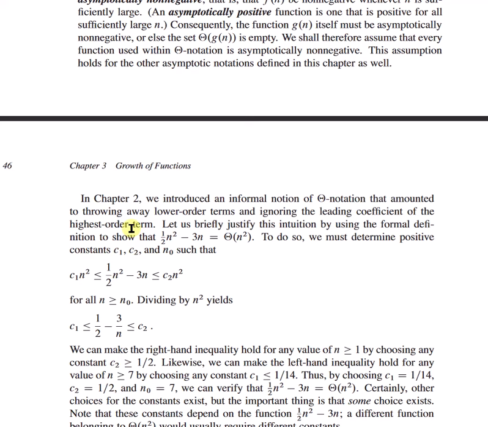In chapter 2, we introduced an informal notion of theta notation that amounted to throwing away lower order terms and ignoring the leading coefficient of the highest order term. Let us briefly justify this intuition by using the formal definition to show that half n square minus 3n equals theta of n square. To do so, this function, this f of n, belongs to the set theta of n square if there exist some values c1 n square and c2 n square such that this function can be bound in between those two functions.